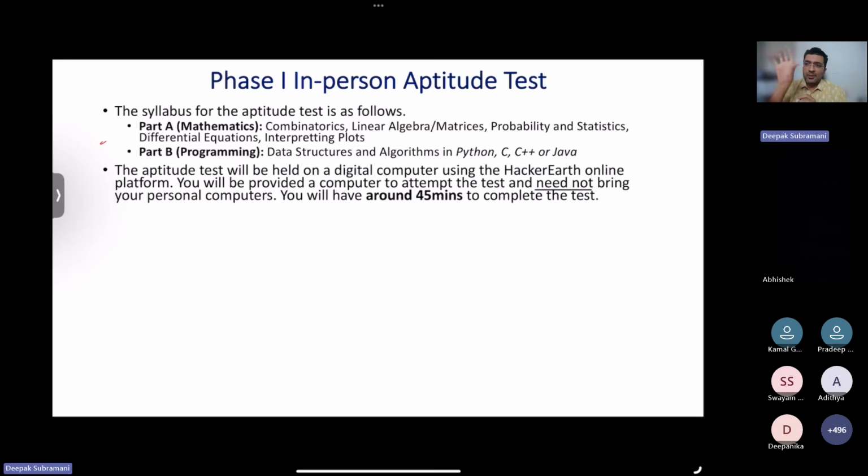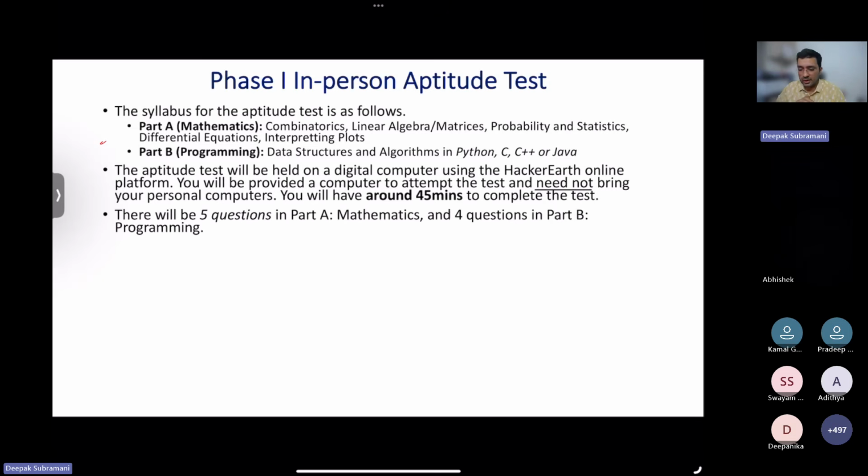The total test, part A plus part B, will be around 45 minutes and it will be done on the HackerEarth platform. You do not have to bring your computer. You just report to the department with your documents, call letter, and all those things, and you can attempt the questions on our computers. We'll have computers set up in the department for you to answer these questions.